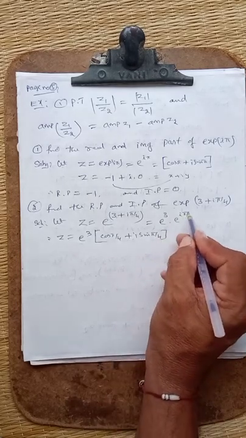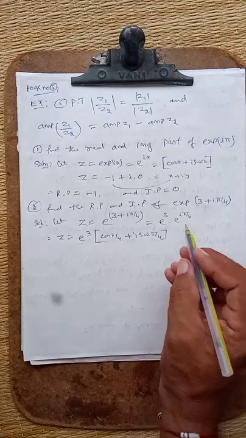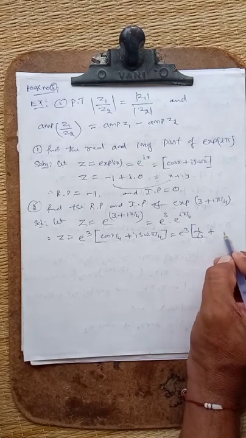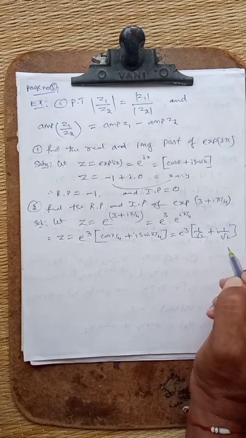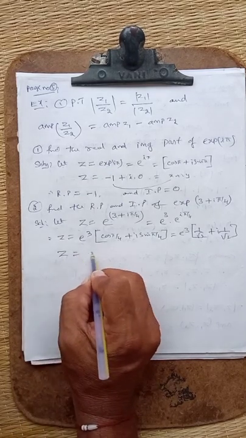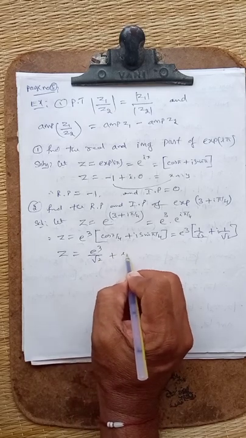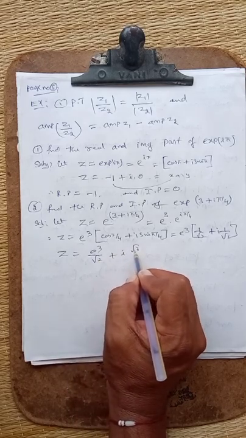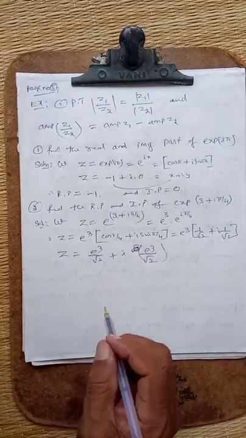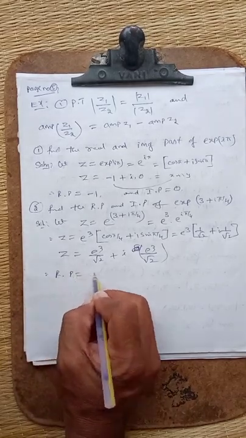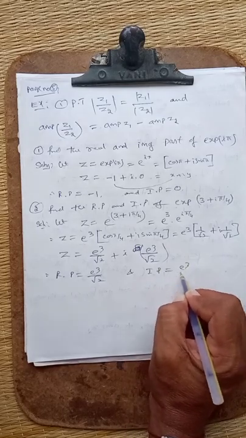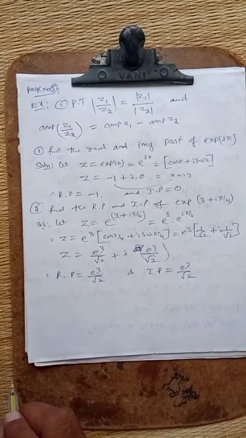Because e to the power of iθ is cos θ plus i sin θ. Cos 45 value is 1 by root 2 and sin 45 value is 1 by root 2. So therefore this is e cube by root 2 plus i into e cube by root 2. So the real part is e cube by root 2 and the imaginary part is e cube by root 2.